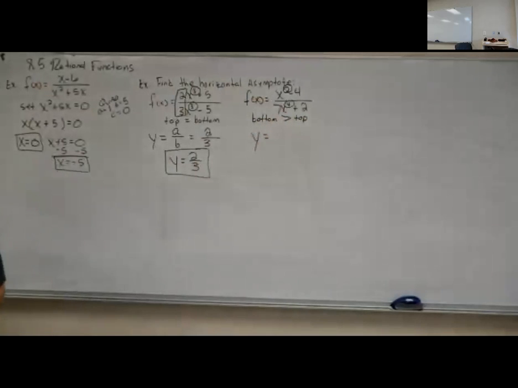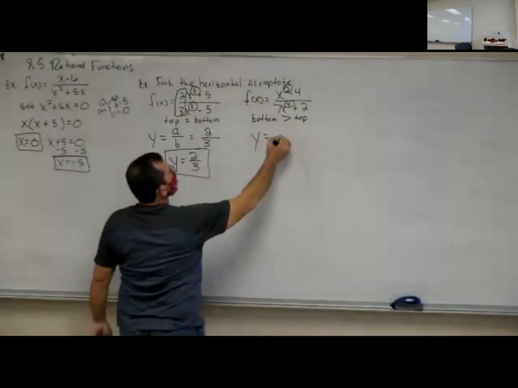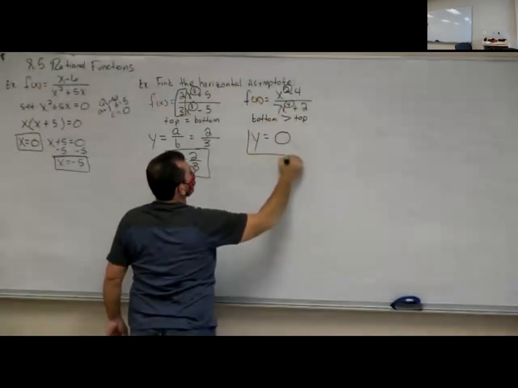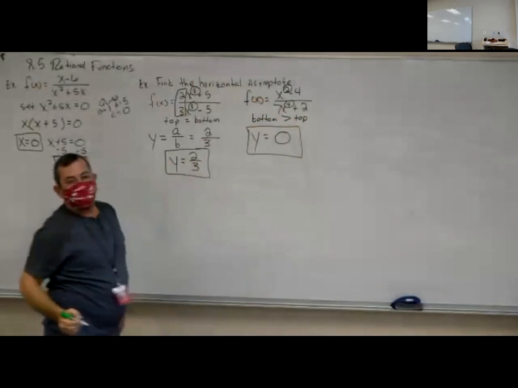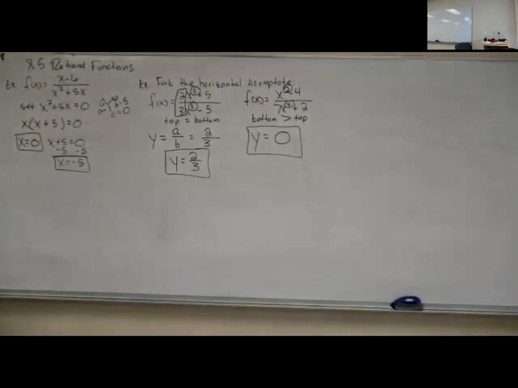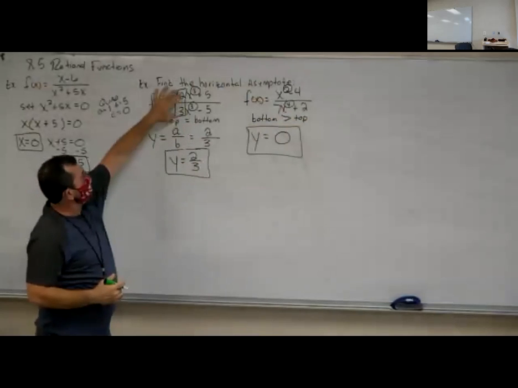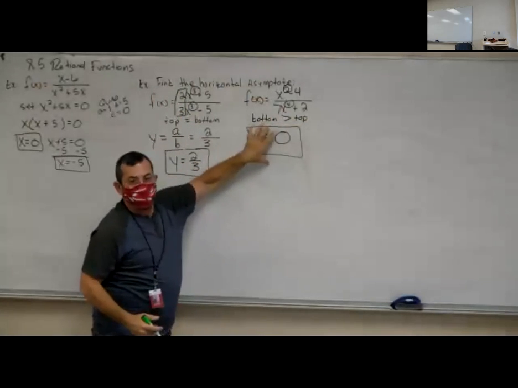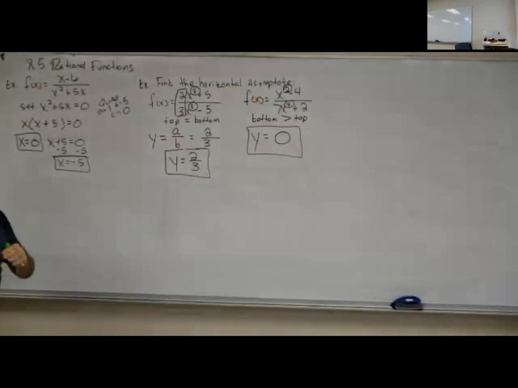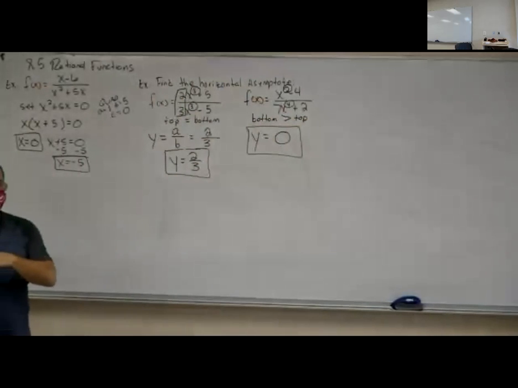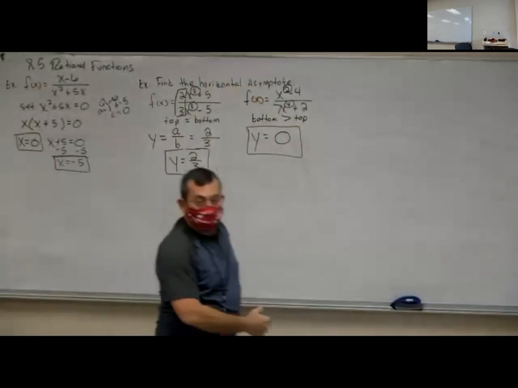Anytime the bottom has a bigger degree than the top, this automatically is a y equals 0 for your asymptote. Okay? So the only time you really got to look at numbers is when they're equal. Then it's the numbers in the front. Bottom's bigger, it's going to be y equals 0. Remember, if the top was bigger, then there would be no horizontal asymptote.